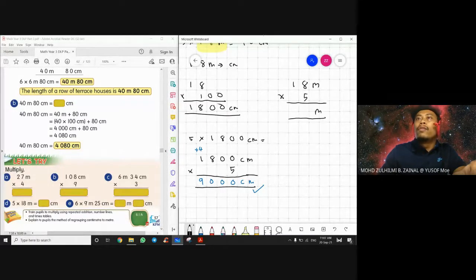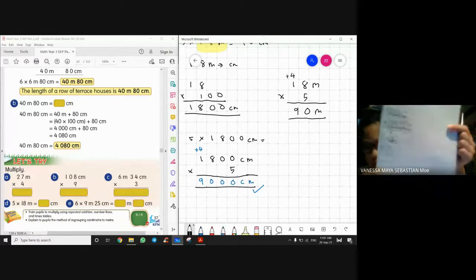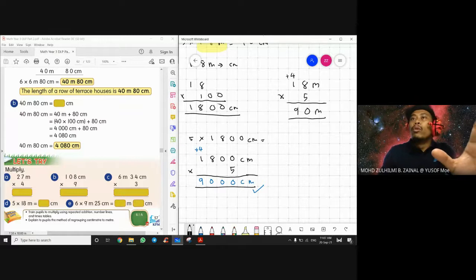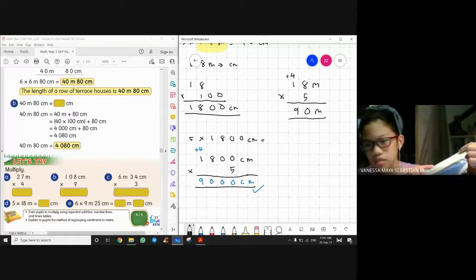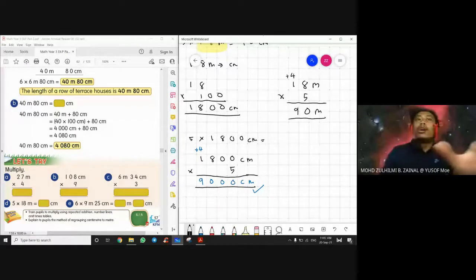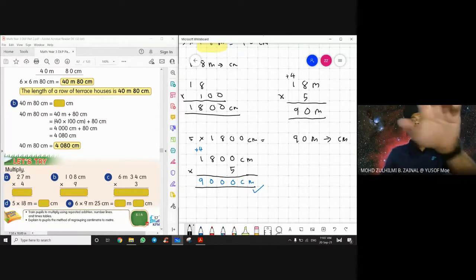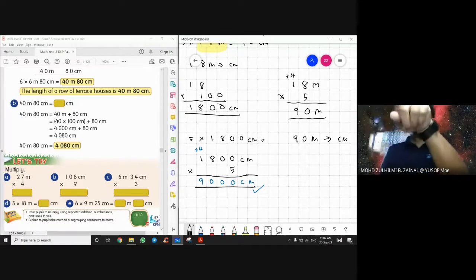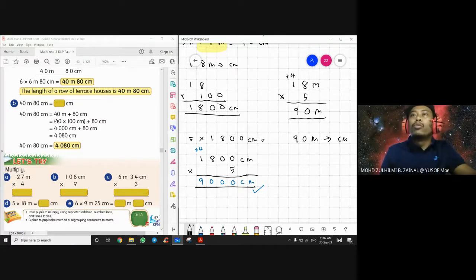So 8 times 5 equals to 40. 0 bring down, 4 plus 1 times 5, 5 plus 4 equals to 9. So this was 90 meters. Okay, Vanessa, maybe you forget to convert the unit. So you will have 90 meters as your answer. Later on, you have to convert 90 meters into centimeters. Okay, Vanessa. Yang lain pun dengar. Kalau kamu lupa nak buat, you won't get the correct answer.